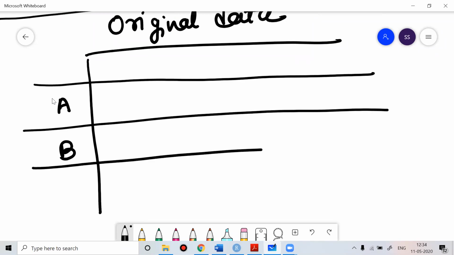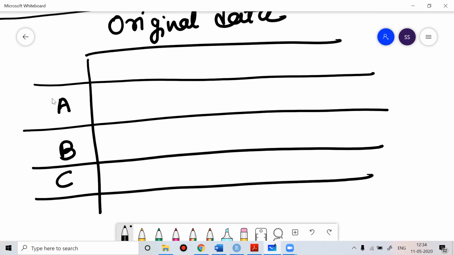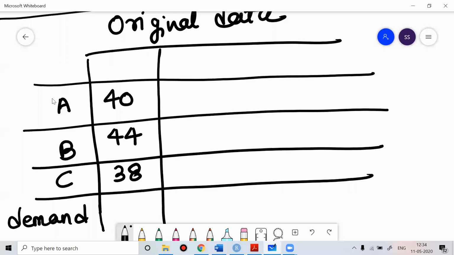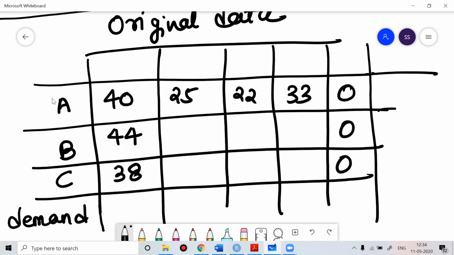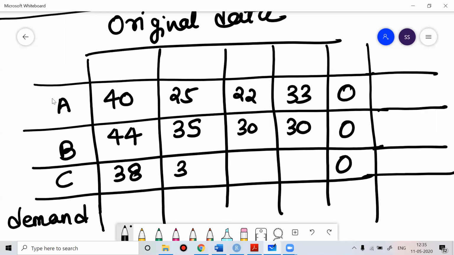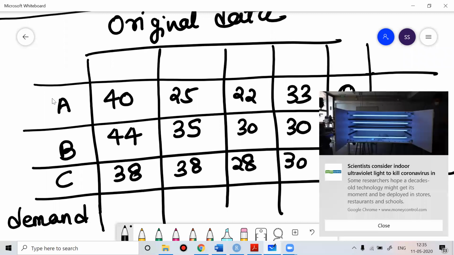A, B, C. This is your demand. So this was 40, this was 44, this was 38. Then this was 25, then 22, then 33. Then you can put 0, 0, 0. This was your original data. This was 35, 30, 30. Then this was 38, 20, 30.